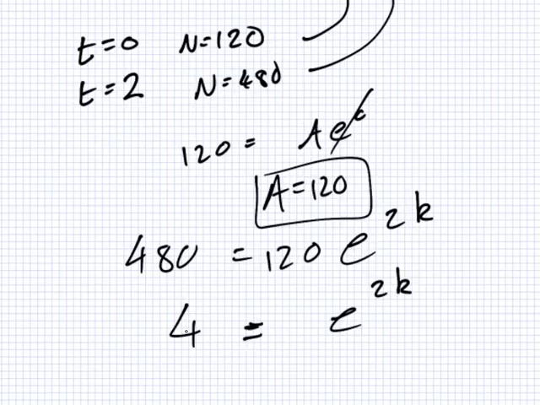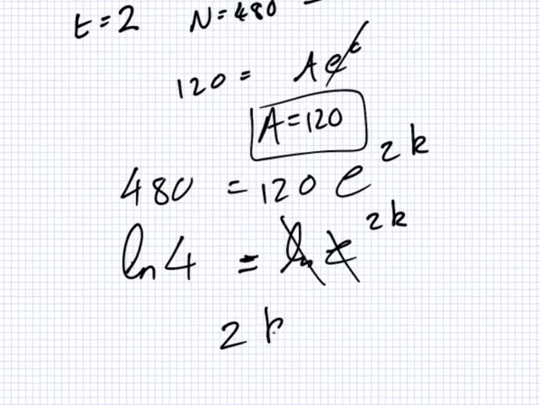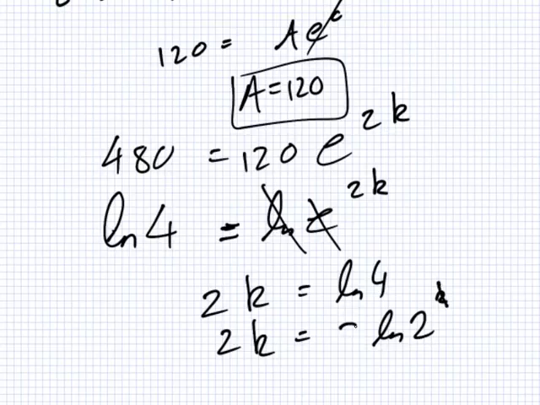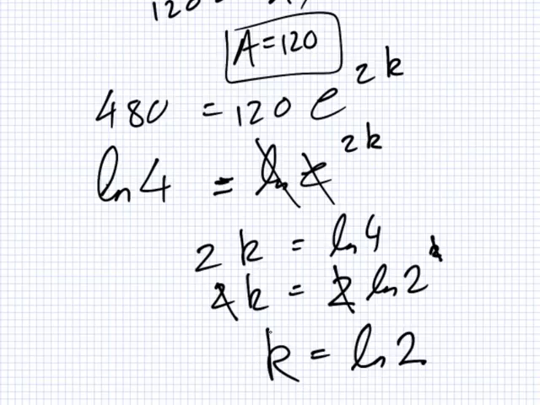I put a log on both sides. My log cancels my e. And I get 2k equals log 4. But log 4, you've got to remember, is log 2 squared. I can bring the square down in front, and that's useful to me because then I can cancel the 2 with the 2. And I'm left with k equals log 2, which is what they asked me to show.